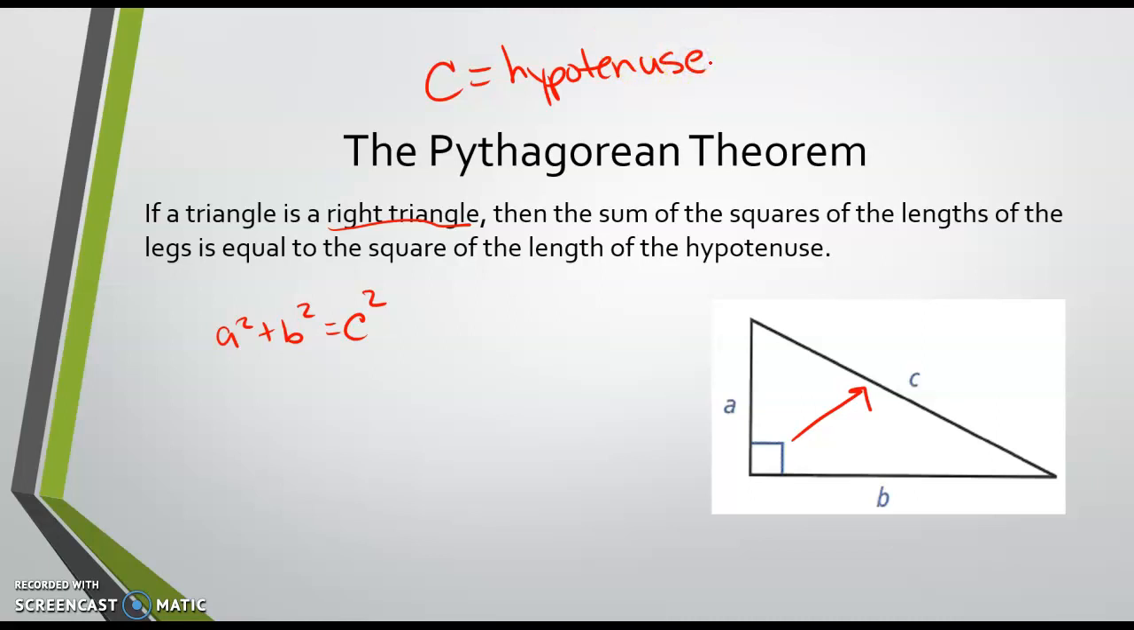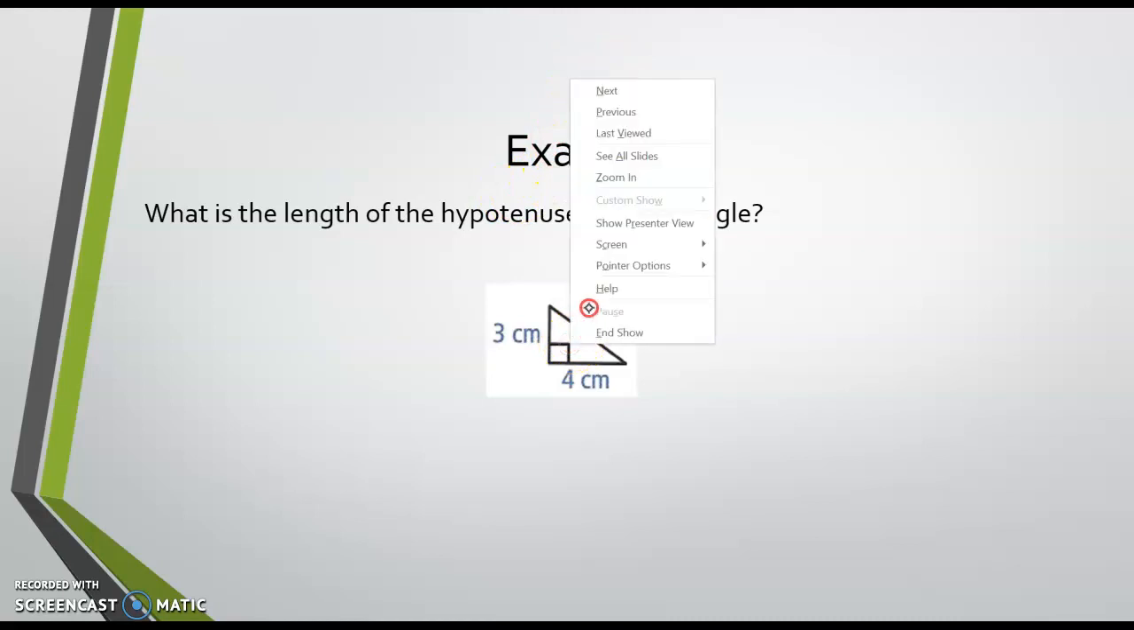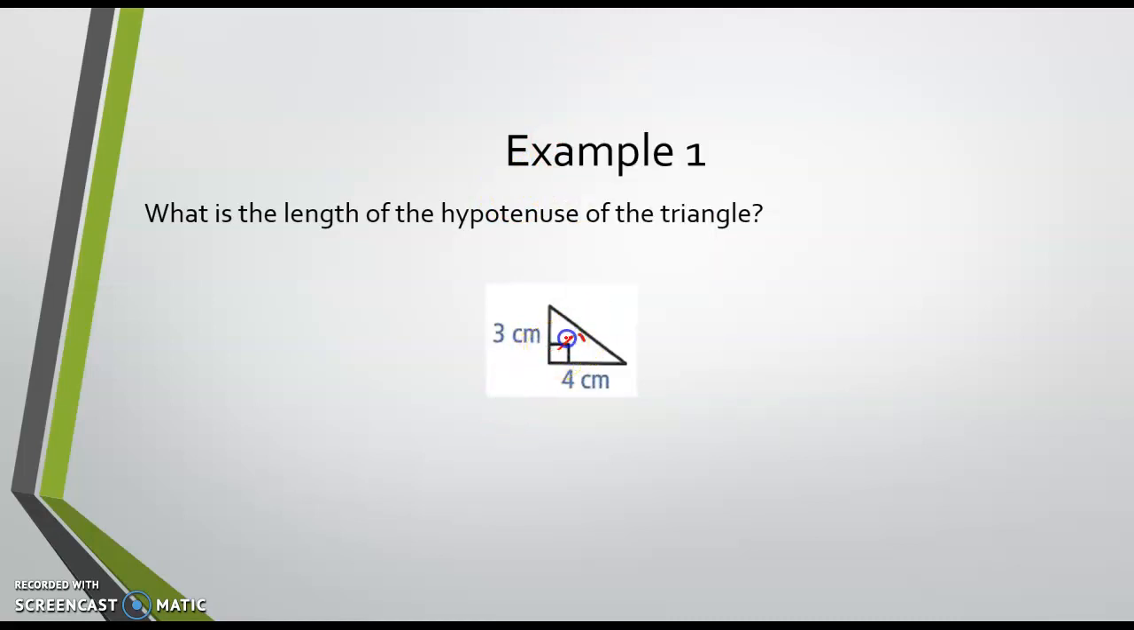All right, so with that in mind, how do we use it? Here I have a triangle with side lengths 3 and 4. I have my right angle right here. Across from it is my C. I always tend to label that for myself. What is the length of the hypotenuse of this triangle?